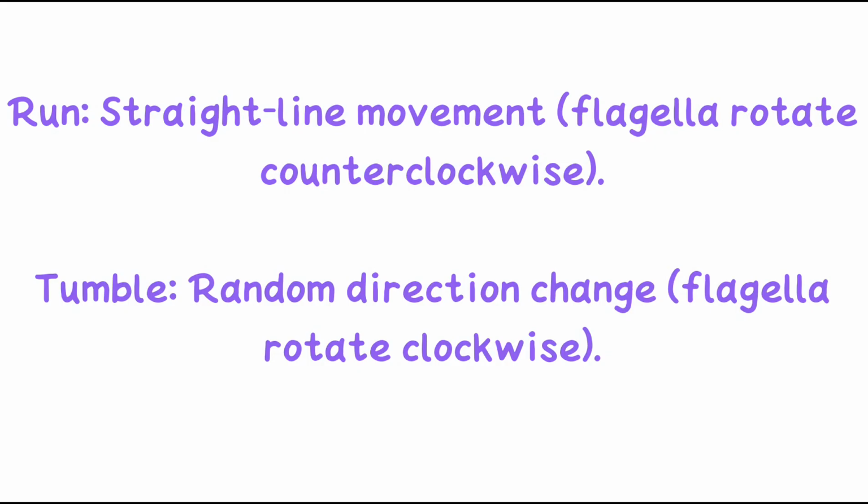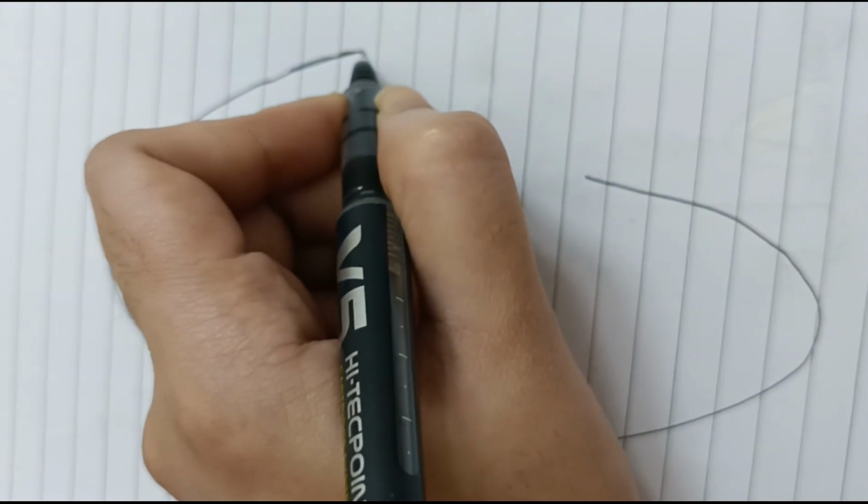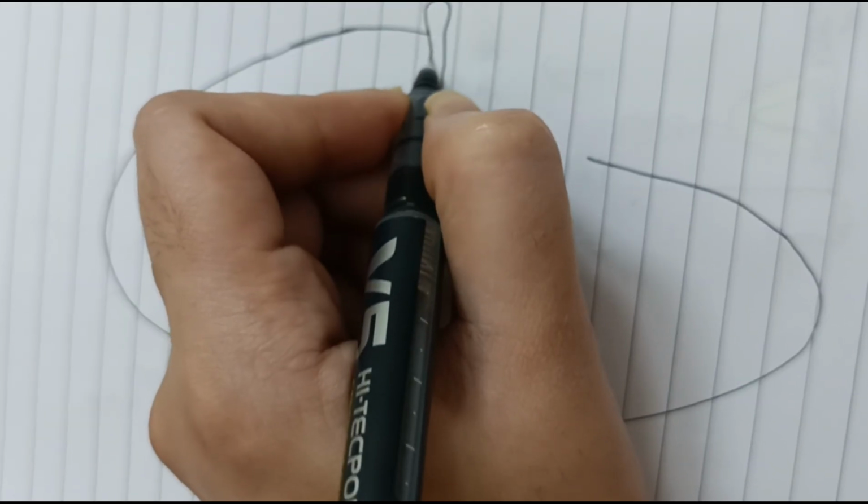How does bacteria move? A bacterium like E. coli moves using the flagella, a long pipe-like structure, and uses two types of movement, the run and the tumble. The run is a straight-line movement, where the flagella rotate counterclockwise, and the tumble is a random direction change where the flagella rotate clockwise. They alternate between the run and the tumble to find a favorable environment.